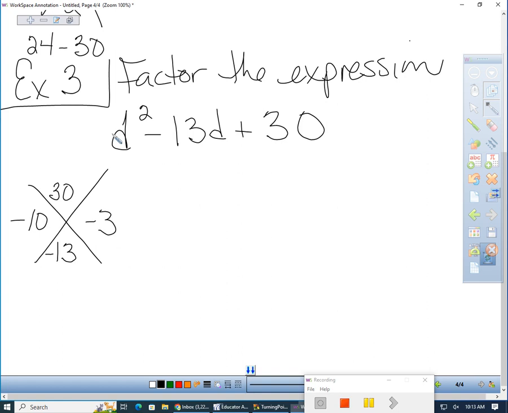All right. Is my leading coefficient 1? Yep. So we're going to go ahead and draw our parentheses. The variable I have this time is d. The left side of my x is -10. The right side of my x is -3. And I'm done. Oh, neat.